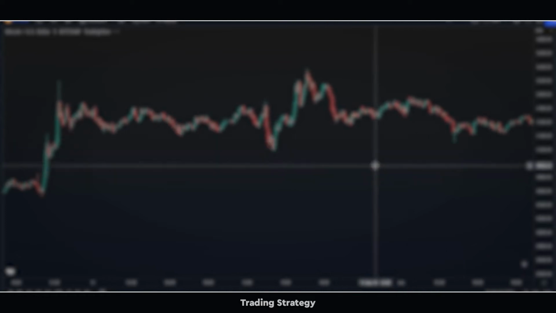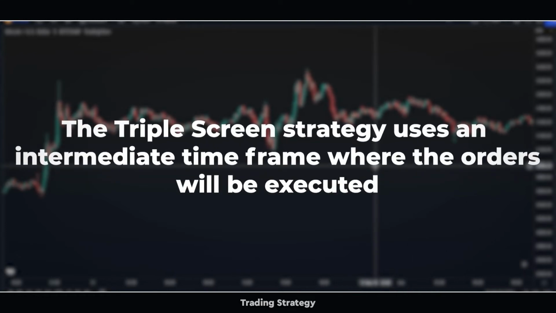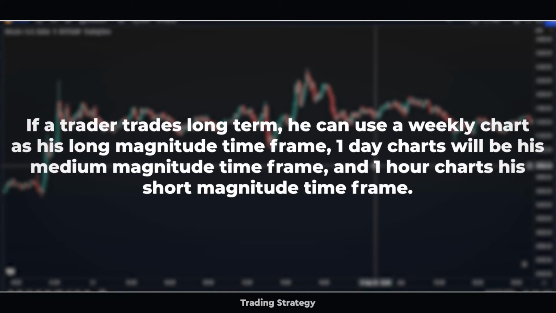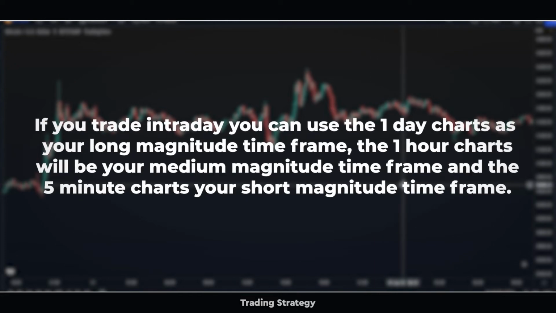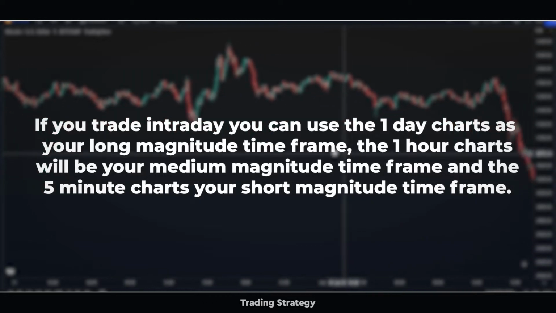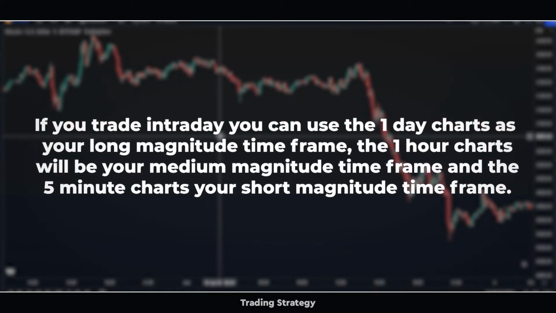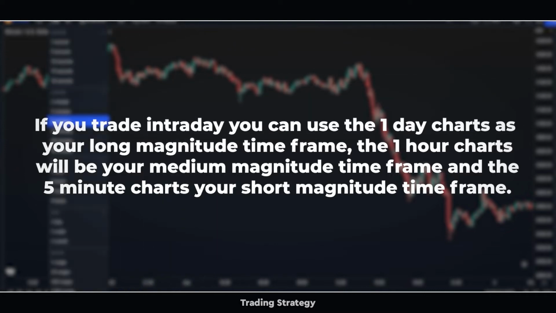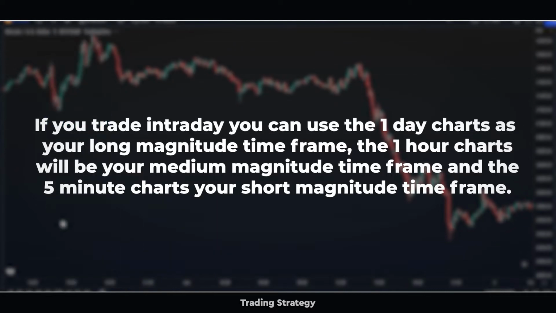The triple screen strategy uses an intermediate time frame where the orders will be executed. Example: if a trader trades long-term, he can use a weekly chart as his long magnitude time frame, one-day charts will be his medium magnitude time frame, and one-hour charts his short magnitude time frame. If you trade intraday, you can use the one-day charts as your long magnitude time frame. The 1-hour charts will be your medium magnitude time frame, and the 5-minute charts your short magnitude time frame. For this video, we are going to trade as if we were trading intraday.